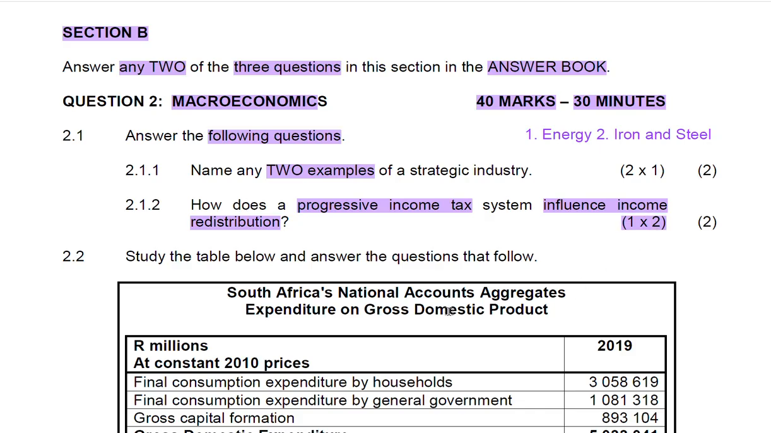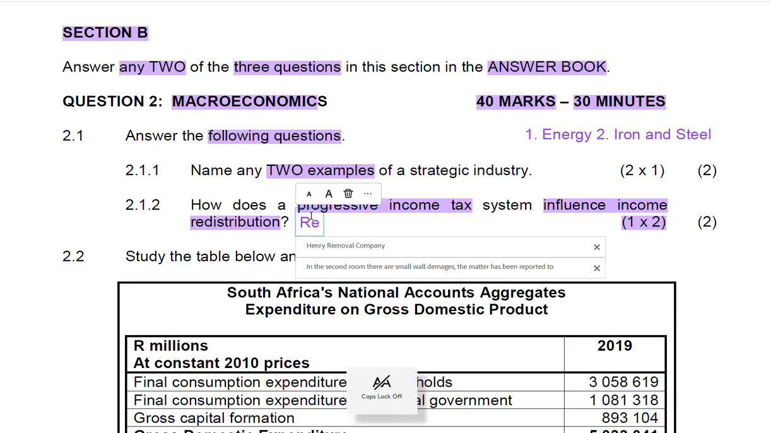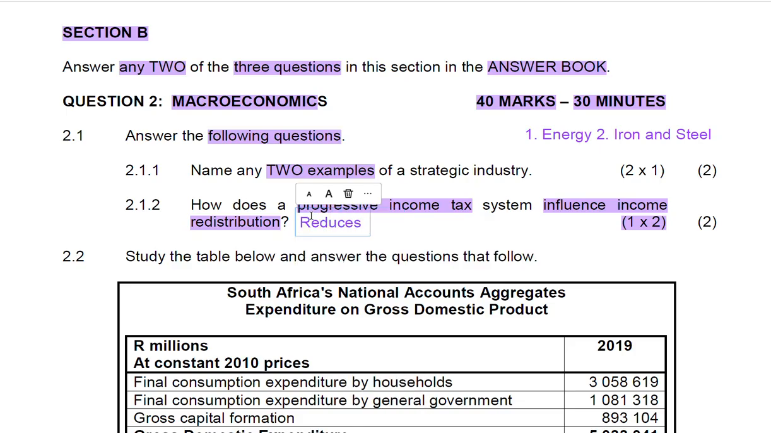So, what is the main thing that you need to understand about progressive income tax? So, progressive income tax reduces the gap between the rich and the poor, right? So, how is it doing that? The more income you make, the more you are taxed. The less income you make, the less you are taxed. So, the gap is reduced.